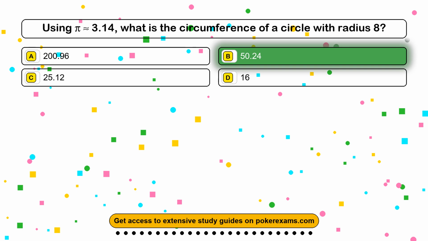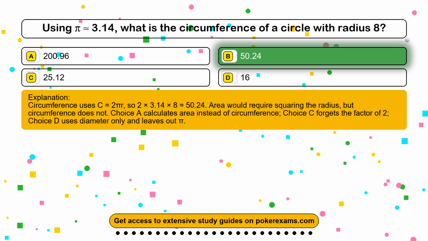The correct answer is option B, 50.24. Circumference uses c equals 2 pi r, so 2 times 3.14 times 8 equals 50.24. Area would require squaring the radius, but circumference does not. Choice A calculates area instead of circumference, choice C forgets the factor of 2, choice D uses diameter only and leaves out pi.